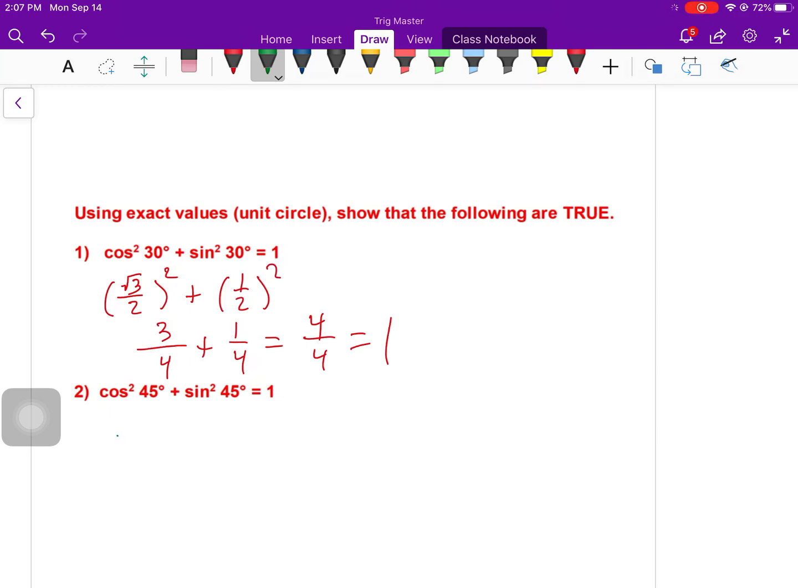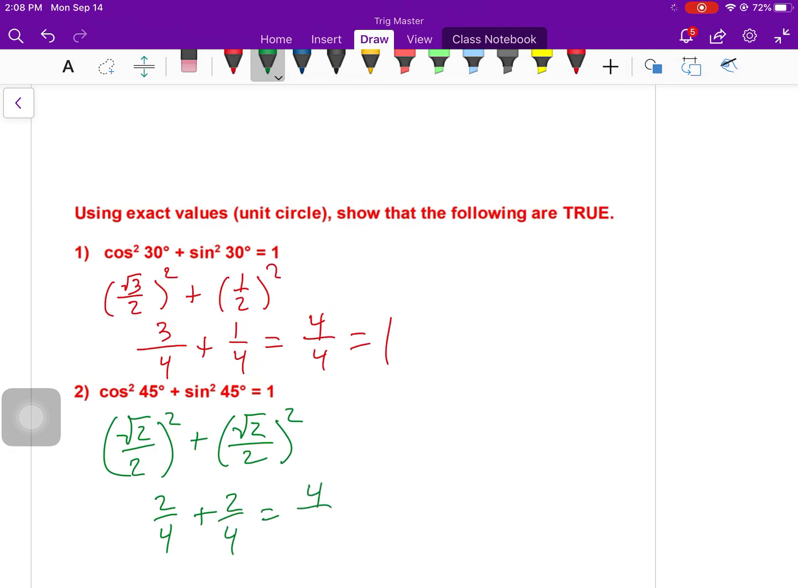For the second one, cosine of 45 degrees is square root of 2 over 2. I'm going to square that. It's the exact same thing with sine of 45 degrees. So that gives me 2 over 4 plus 2 over 4, which is 4 over 4, which equals 1, which is what it's supposed to equal.